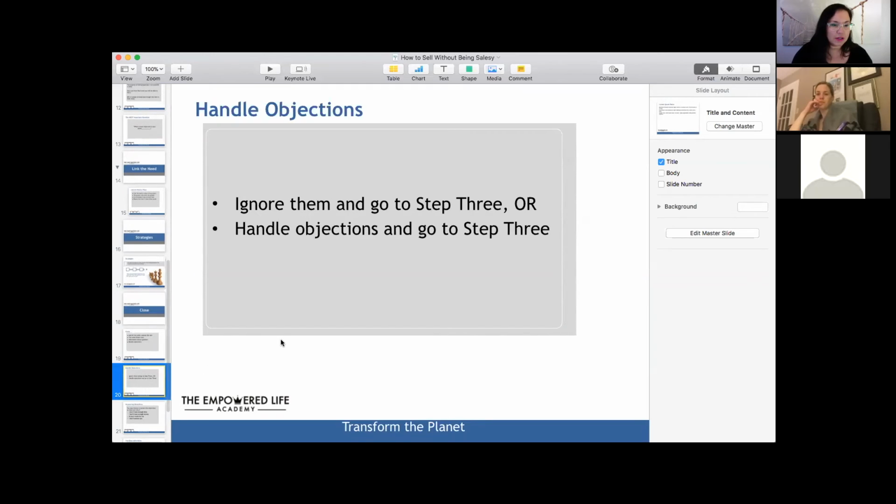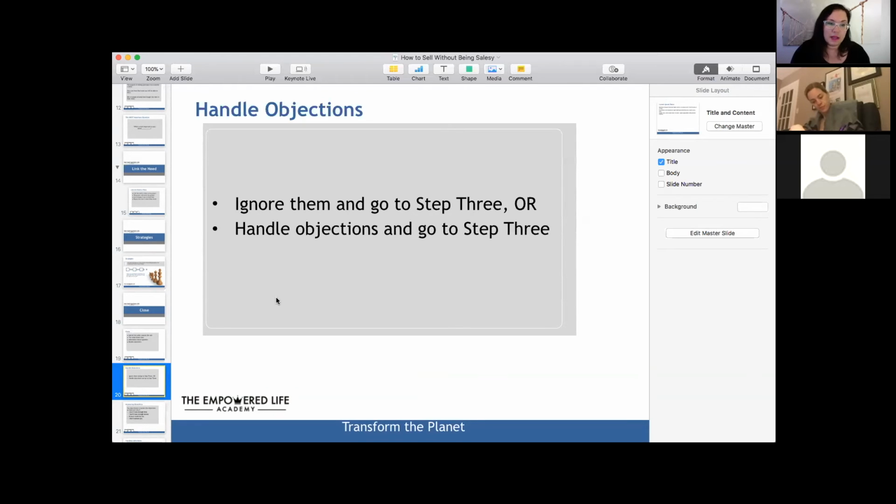Let's talk about handling objections. The first option is to ignore them and go to step 3, which is to reestablish value. Or you can handle the objections and then go to step 3, reestablish value. Now, for the first objection they give you, you can just ignore that one. The first objection is never really an objection. So the first one, you can just reestablish value.